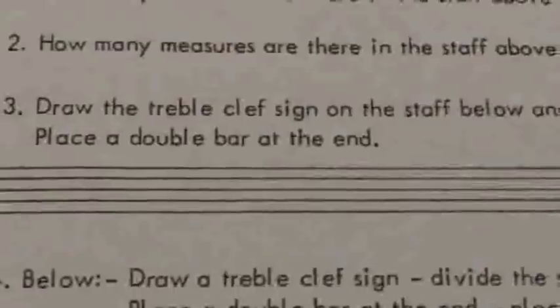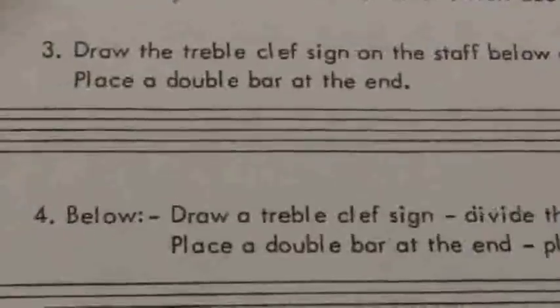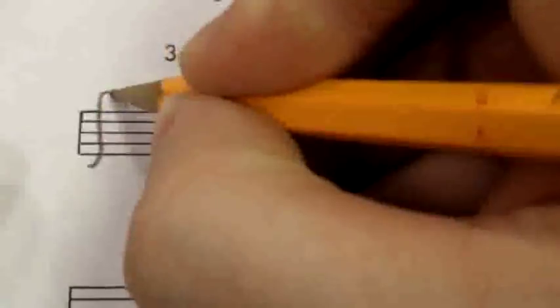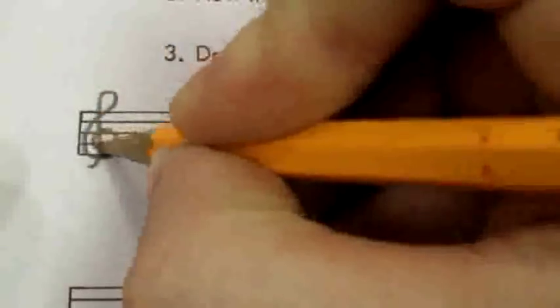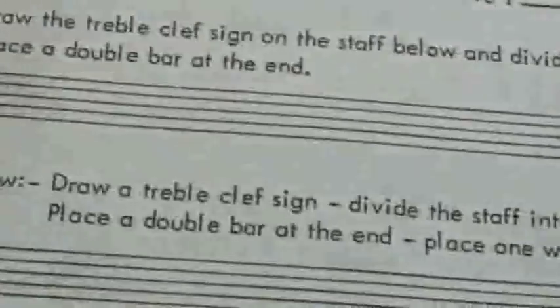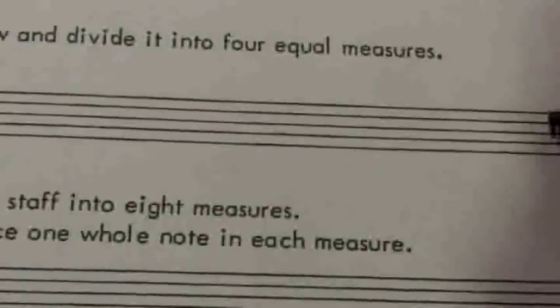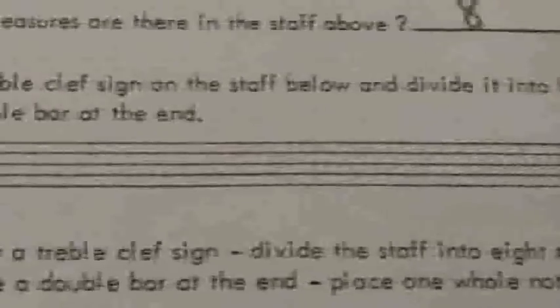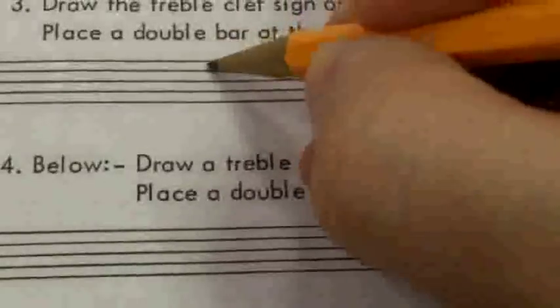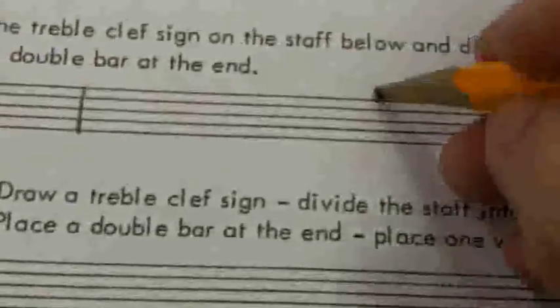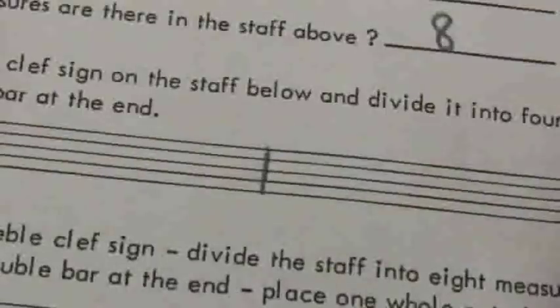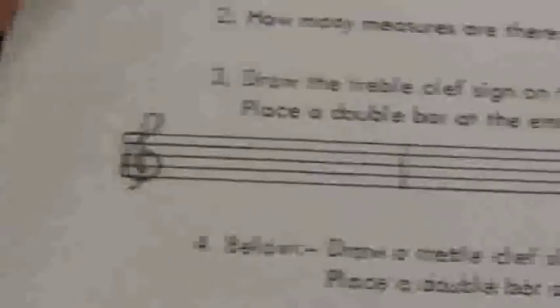All right, number 3. Draw the treble clef sign on the staff below and divide it into 4 equal measures. Place a double bar at the end. So here we go. We've got our treble clef sign. You should be able to do that by now. And then we're going to try to divide it into 4 equal measures. So I'm going to go to the end and put in my double bar. And then I'm going to divide it as good as I can. There's 1 and 2, 3. I know that you all can't really see that as well as I can.